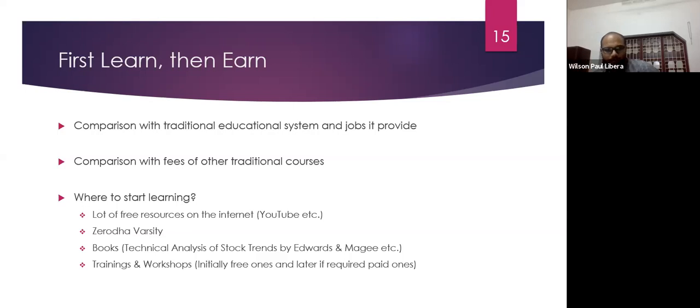Then there are a lot of books available. I would suggest one good book if you are planning to get into technical analysis. One of the best books is Technical Analysis of Stock Trends by Edwards and Magee. I think the PDF version is available on the internet. You can just search for it and download it.